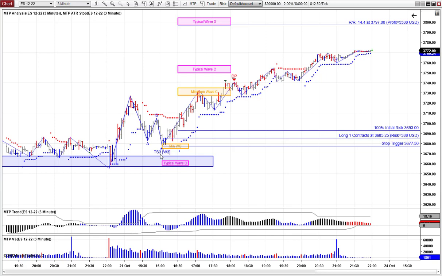So this was our W3, or wave 3, trade setup. There are other videos on our website that show exactly what a W3 or wave 3 trade setup is. It's one of our favorite trade setups because it's off a wave 2 low.